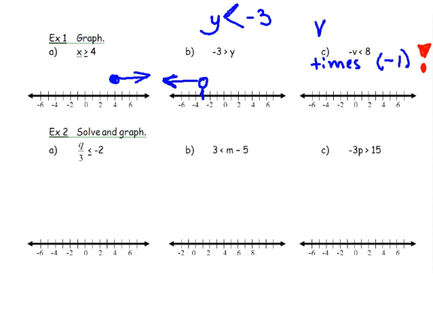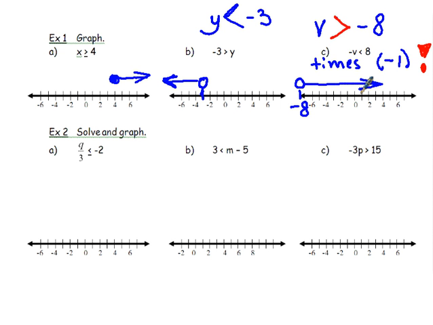So instead of less than, let me do it in red, it's going to be greater than. So minus v is now v, less than is now greater than, and 8, if you multiply it by negative 1, is negative 8. So now we are looking for v that is greater than negative 8. Negative 8 is somewhere here. Because it doesn't say equal to, it's going to be an open circle, and we are looking for greater, so the arrow is going to be going to the right.